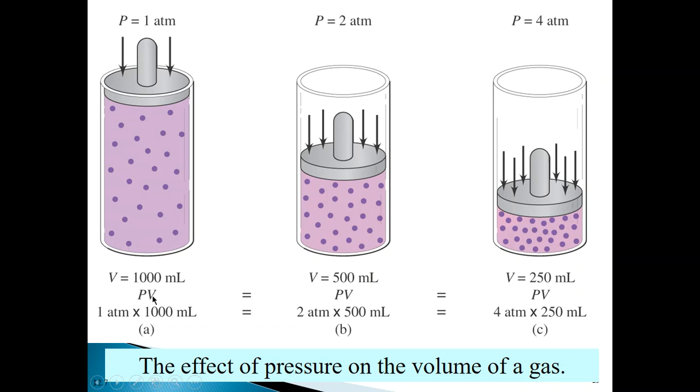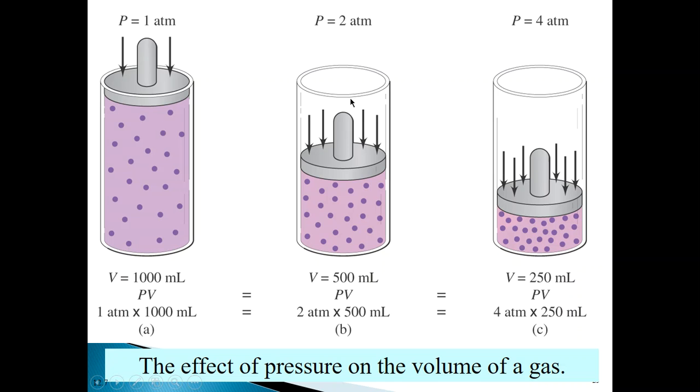So here we have a gas trapped in a container where the pressure is 1 atmosphere and the volume is 1,000 milliliters. So the PV product would be 1 atmosphere times 1,000 in that case. And then all of a sudden, you decide to increase the pressure, actually double the pressure from 1 atmosphere to 2 atmospheres. And there's a corresponding decrease in the volume from 1,000 mils to 500 mils. And when you take that pressure volume product, 2 times 500 mils, you're going to get the same as 1 times 1,000, which is 1,000.